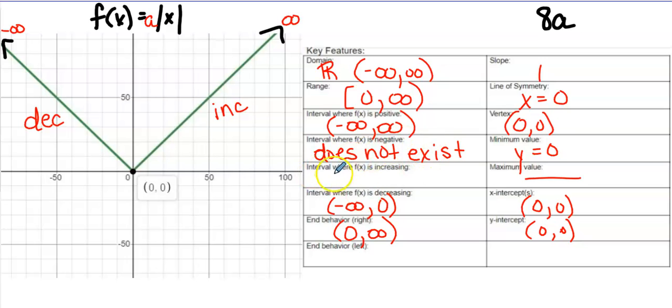Okay. Oh, I put that in the wrong place. I'm sorry. 0, positive infinity. Let me get rid of that.